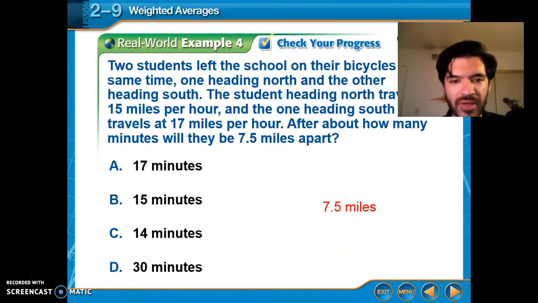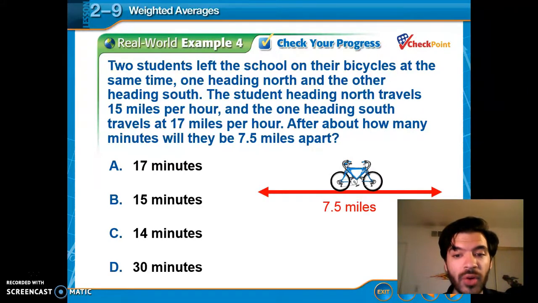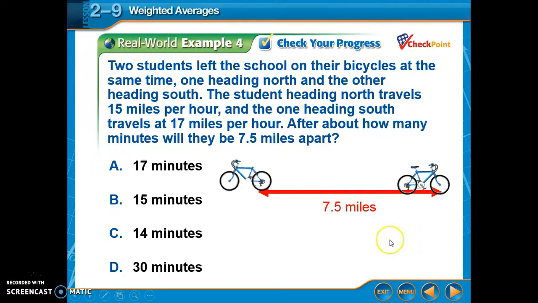I have one last problem for you guys to work with. Okay? Two students are traveling on their bikes. Instead of coming toward each other, they're going away from each other. One is faster. The one heading south goes 17 miles per hour. The other one goes 15 miles per hour. About how many minutes will it take for them to get 7.5 miles apart? I want you to figure out the rest of this.